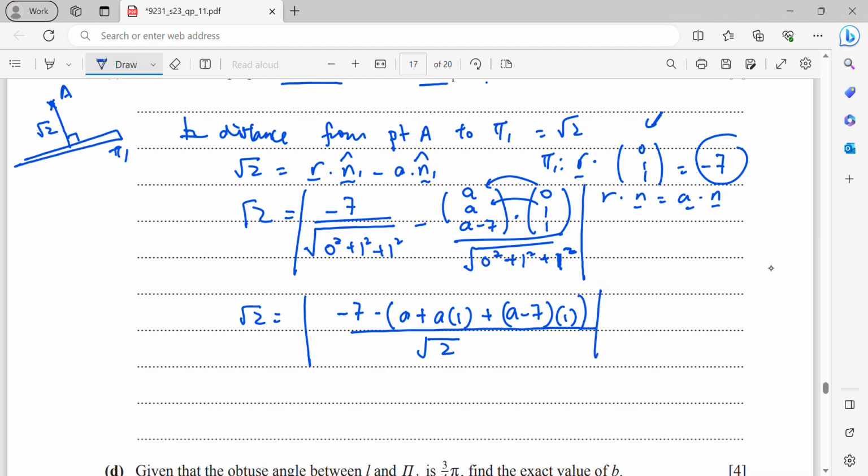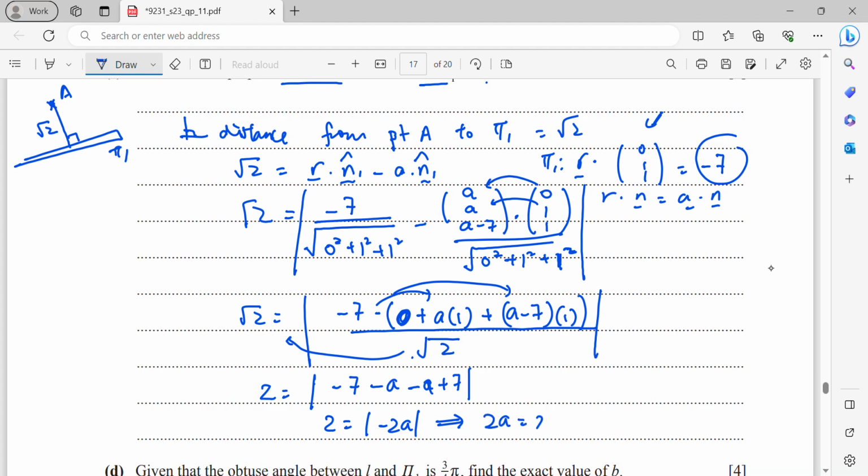So now the square root 2 can be moved up, and it becomes 2 equals modulus of negative 7. This is 0. So I will get negative a, and then this is going to be negative a plus 7. So from here, the minus 7 and plus 7 will be cancelled off. I get 2 equals modulus of negative 2a. So after the modulus, it will be 2a equals 2. Hence, a is 1.